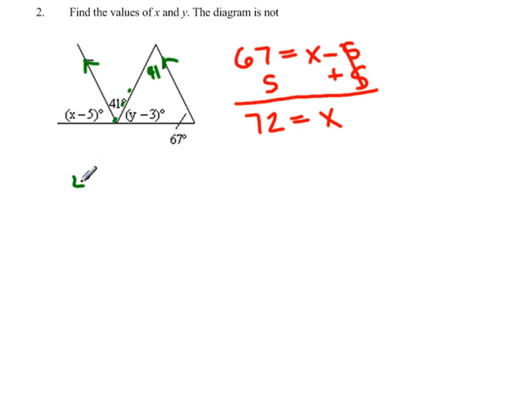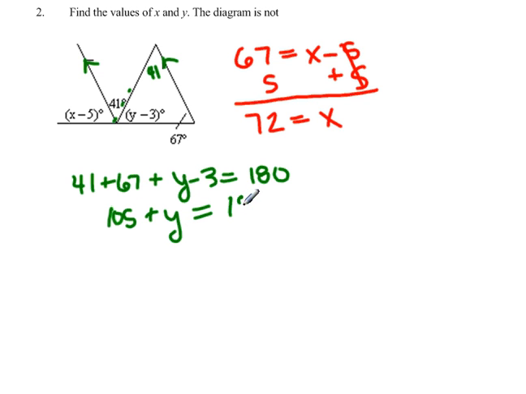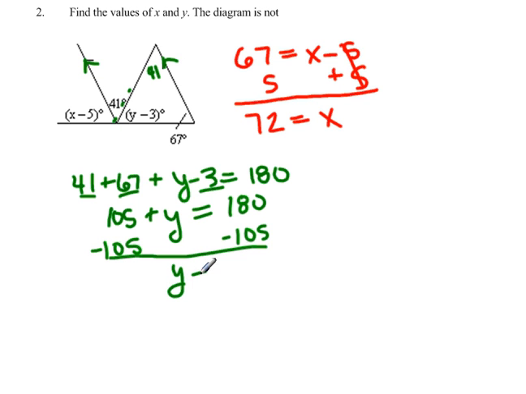So the 3 angles of 41 plus 67 plus y minus 3, since it is a triangle, will equal 180 degrees. And we solve for y in this case. So combine our like terms. So we have 105 plus y equals 180. Subtract 105. So y is equal to 75.